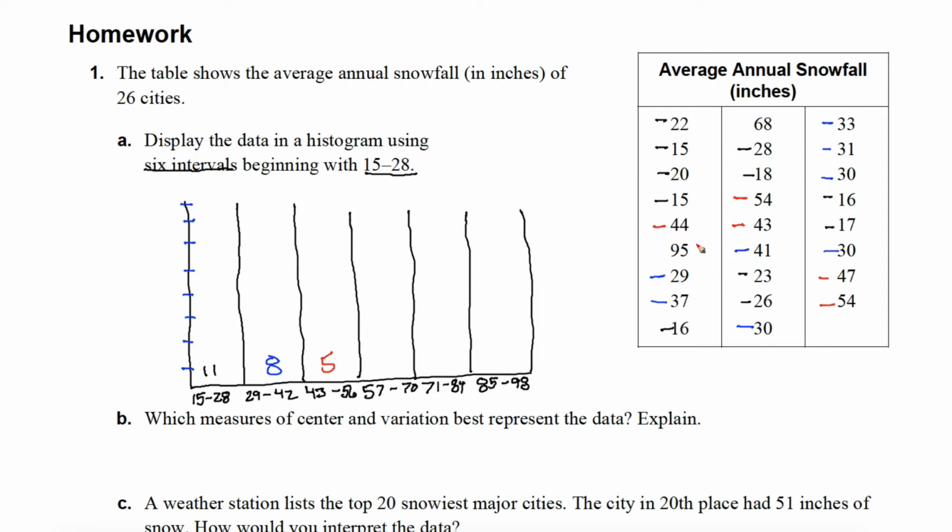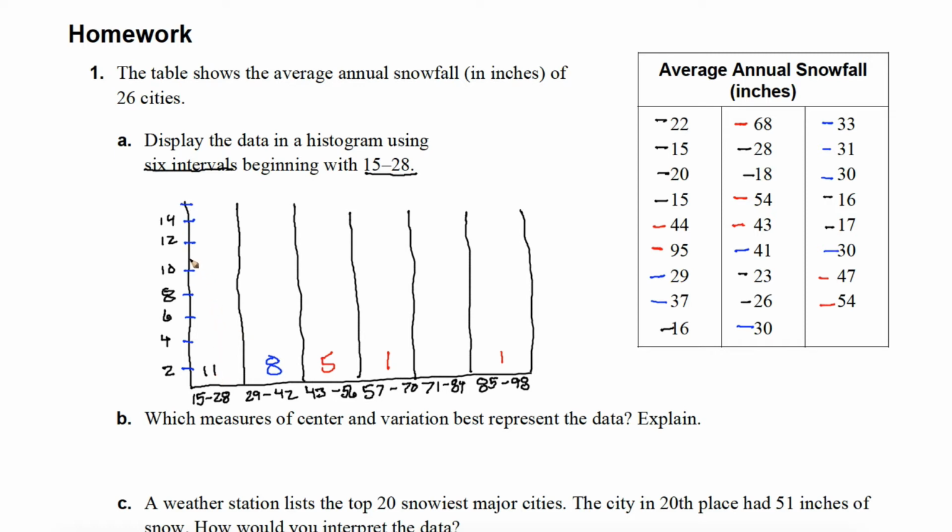Now 57 to 70, I've only got one left here, and that's 95 and 68. Sorry, 2 left. So there's 1 here and 1 at 95. And that's all the numbers. So the highest I need to be is at 11. So 1, 2, 3, 4, 5, 6, 7, 8. That's not going to be enough. So I'm going to go 2, 4, 6, 8, 10, 12, 14.